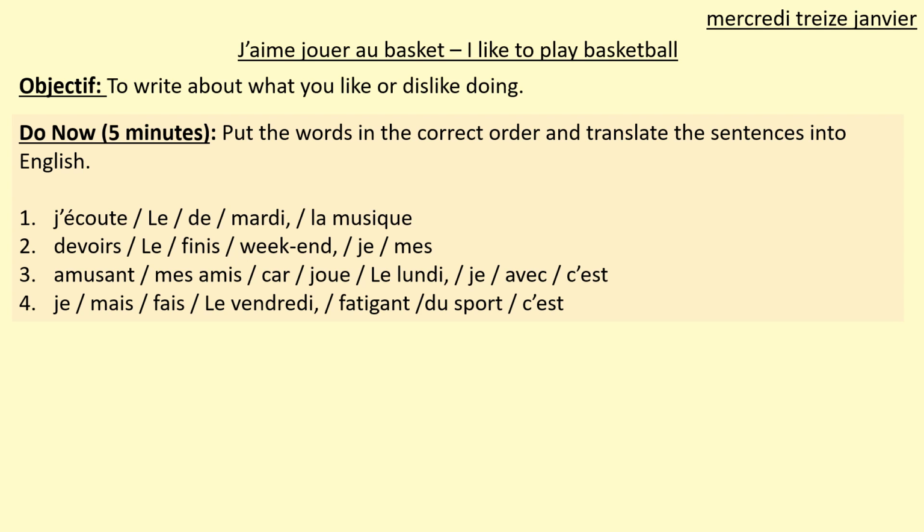Okay, first of all, as we always do in class, I'd like you to copy the date, mercredi 13 janvier, and underline it neatly in your book. Then on the next line down in the centre of the page, I'd like you to write the title. J'aime jouer au basket. I like to play basketball. And underline that neatly as well with your ruler. Then I'd like you to write down the objective, l'objectif, to write about what you like or dislike doing. Pause to do that now and press play when you're ready for the do now activity.